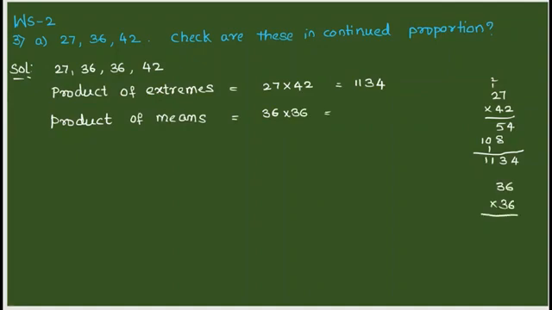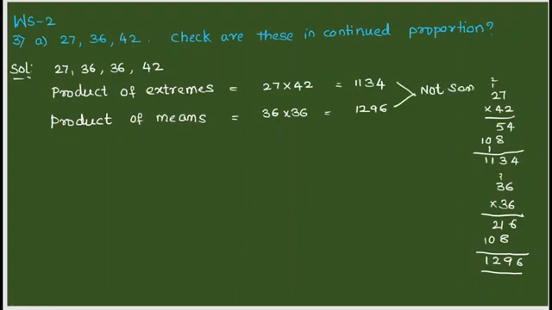6 6s are 36. 6 3s are 18. 18 plus 3, 21. And 3 6s are 18. 3 3s are 9 plus 1, 10. So we get 1296 as a product. Now you can observe, children, that these two products are not the same. Since they are not the same, the four numbers which are given are not in proportion.